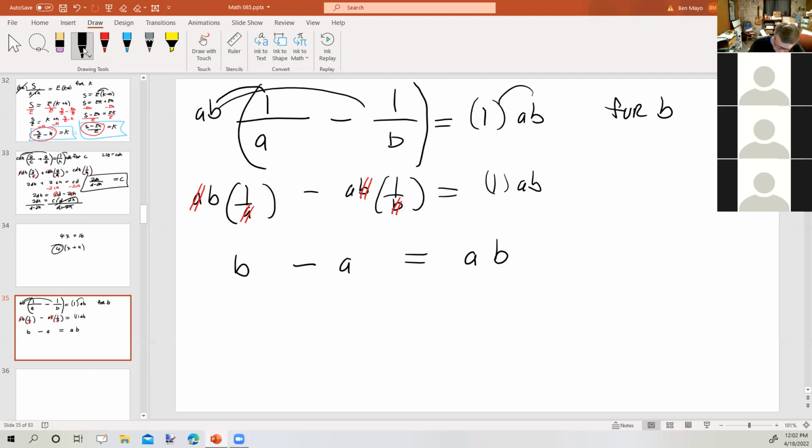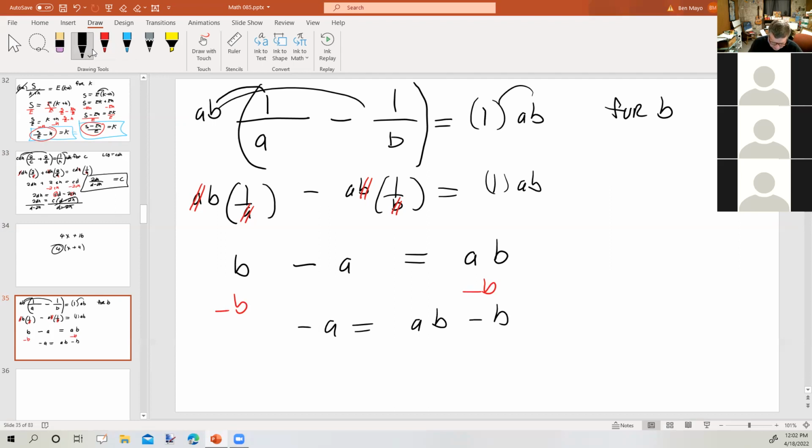All right. But we're solving for B. So let's get all of the B's. Actually, you know what? Let's do it this way. Well, no. We'll do that. We'll subtract B from both sides. Okay. I've got negative A equals AB minus B.